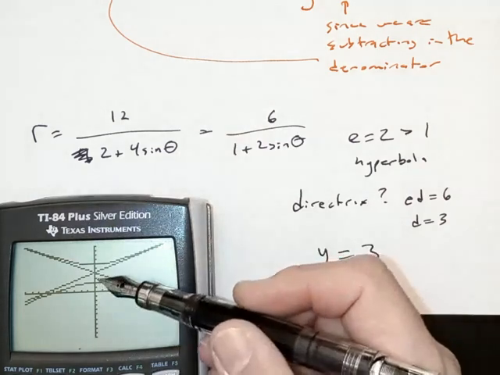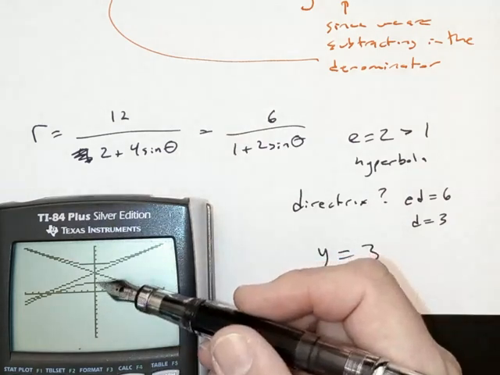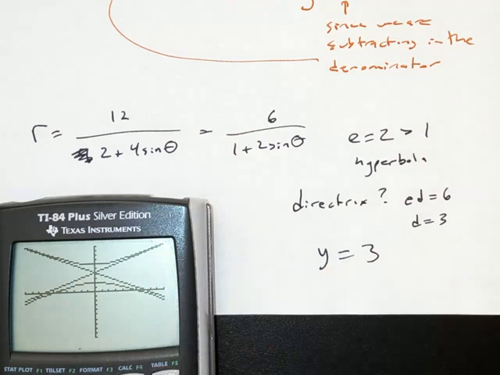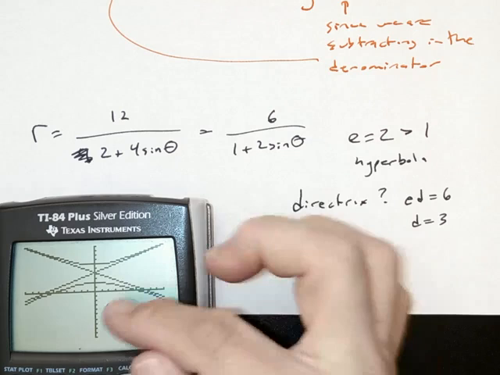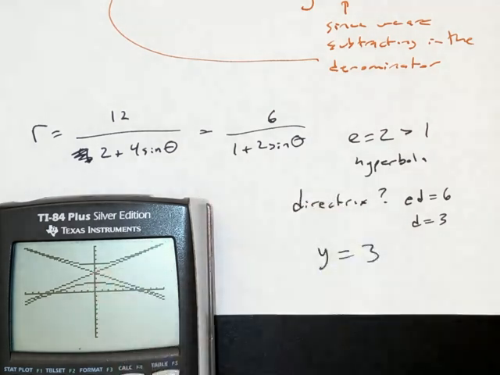Notice that's up here. The graph goes away from the directrix around the focus. So the directrix in that picture is between the vertex and the center. That way we go away from it in that bottom part.